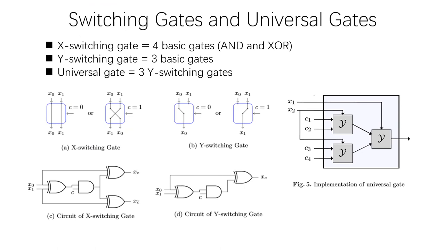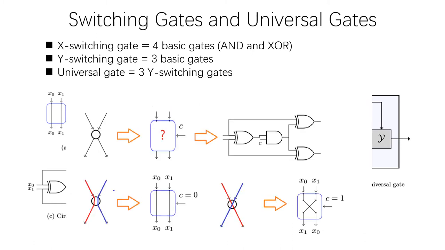An X-switch can be implemented by 4 basic gates. A Y-switch can be implemented by 3 basic gates. And a universal gate can be implemented by 3 Y-switches. For example, the X-switch needs 1 control bit C. If C is set to 0, then it becomes a non-cross switch, left in, left out. Otherwise, it works in the cross-switch mode, left in, right out.